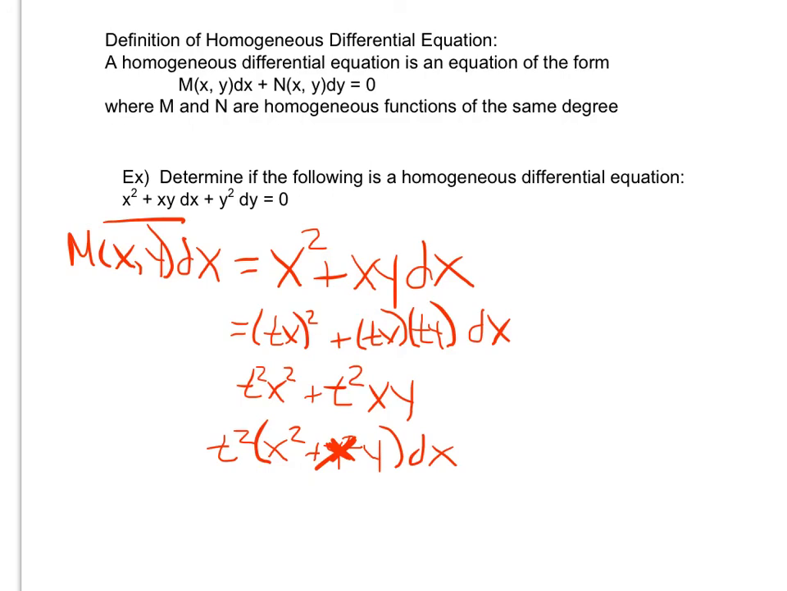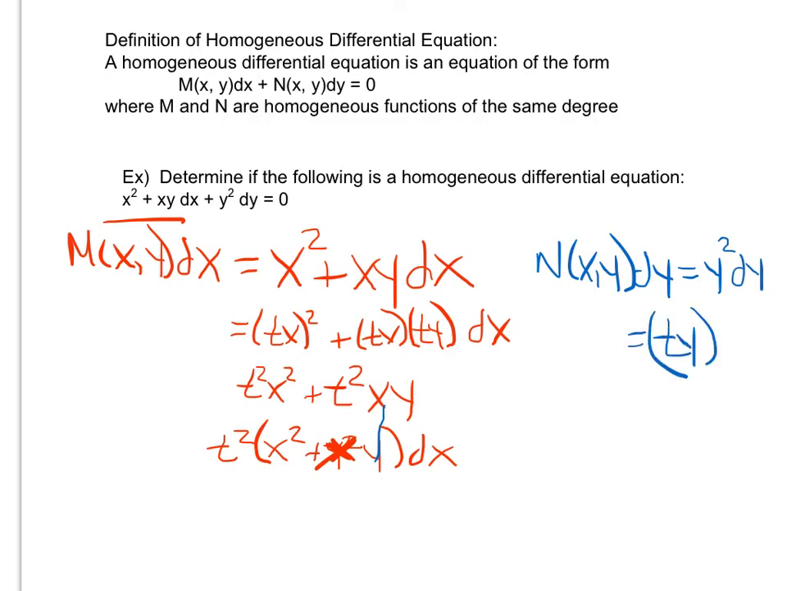If I check the N of x, y dy, I notice that I have N of x, y dy equals y squared dy. Doing the same check, that gives me ty squared dy, which gives me t squared y squared dy. That's not a y. Man, I'm struggling. Then notice that I do in fact match up with what I was given with some t squared.